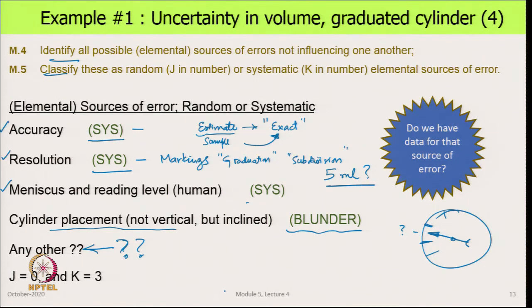Then the meniscus and the reading, we have two options. Either we look at it again and again and try to get the value, in which case we have got data, and then this would qualify as a random error. If we do not have data, we will use our experience, our common sense, and say this is a systematic error, and I will estimate how much error I am likely to get. So, we have no random sources of error and 3 elemental sources of systematic error. So, j is equal to 0 and k is equal to 3.